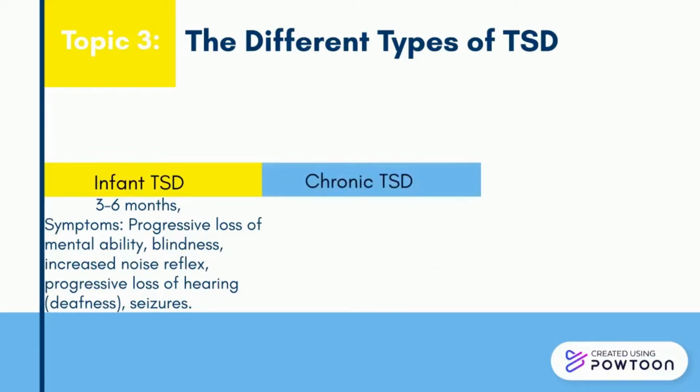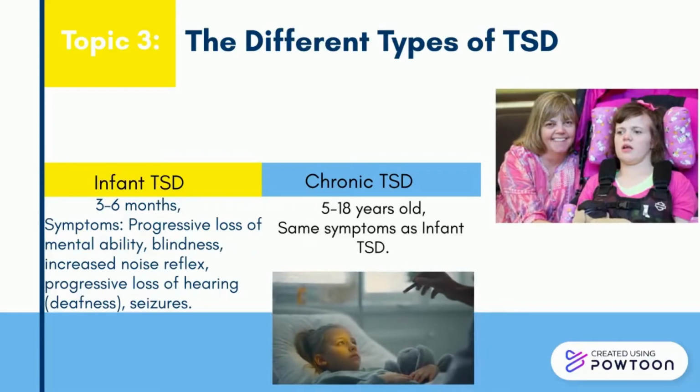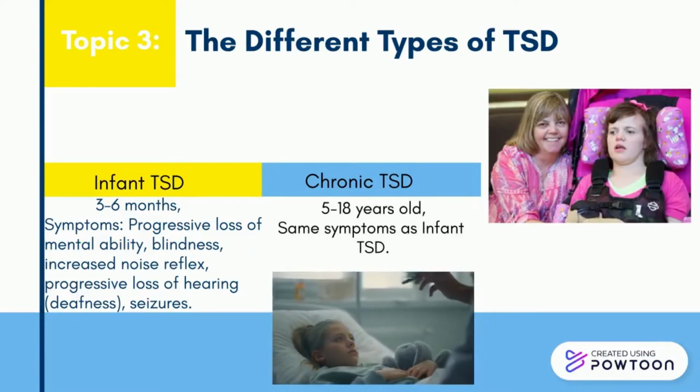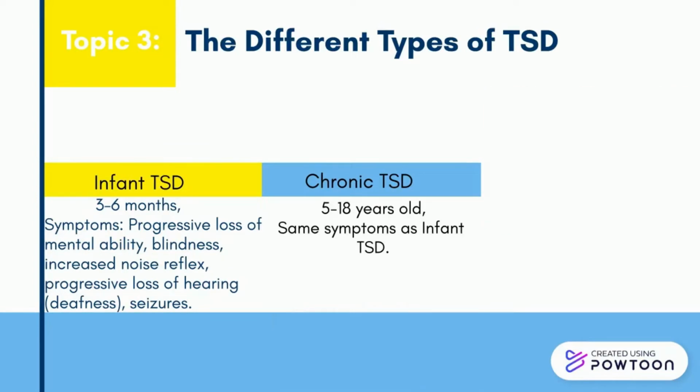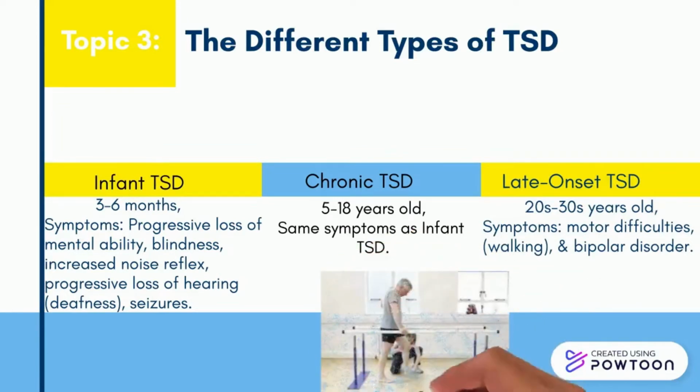The second type refers to chronic TSD, which takes place from the age of 5 years old until adolescence. For this type, the patients experience the same symptoms as infantile TSD. The third type is known as late onset TSD, which occurs in adults in their early 20s to late 30s. This type of TSD may involve symptoms like motor difficulties when walking and bipolar disorder.